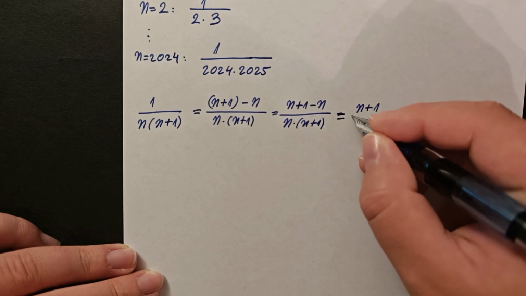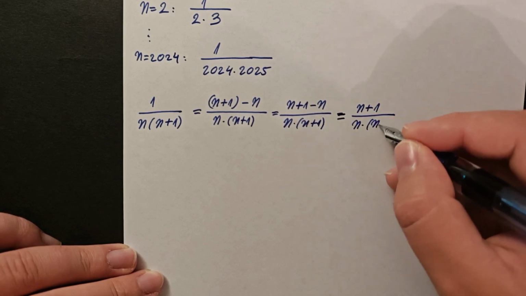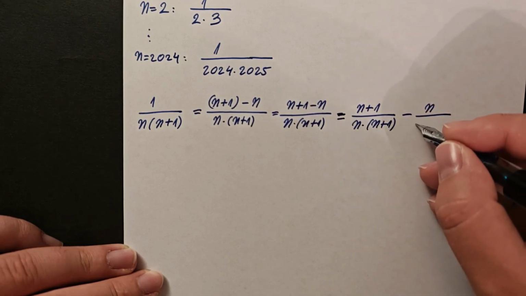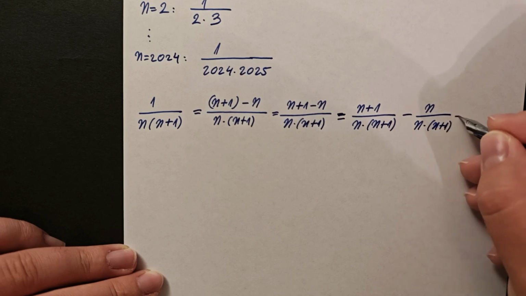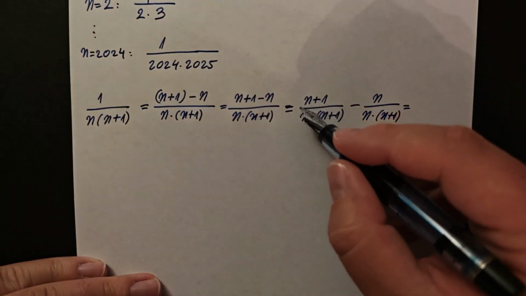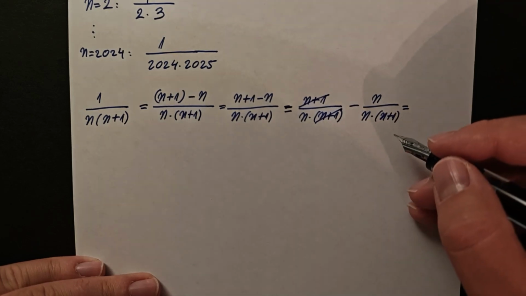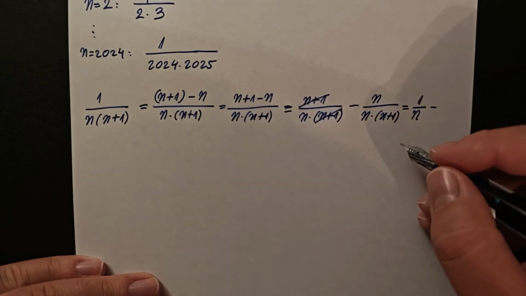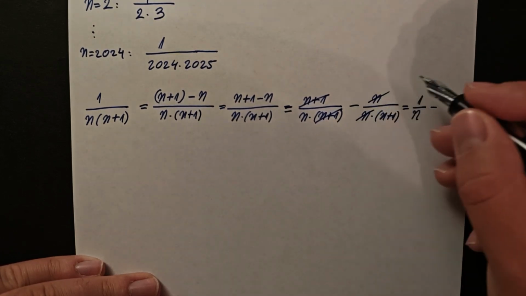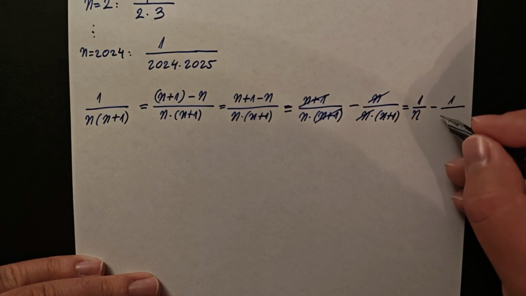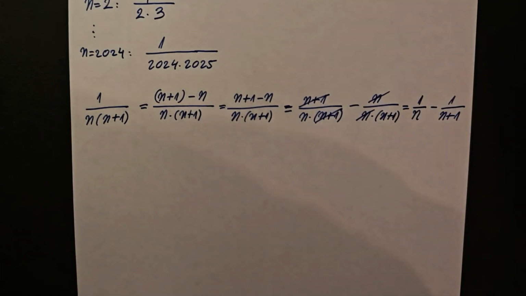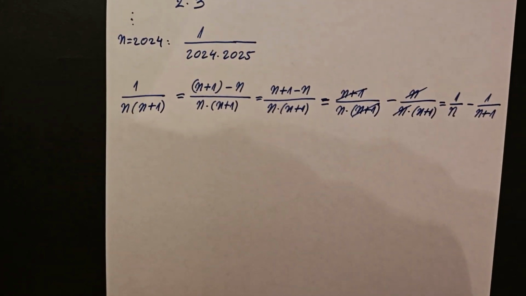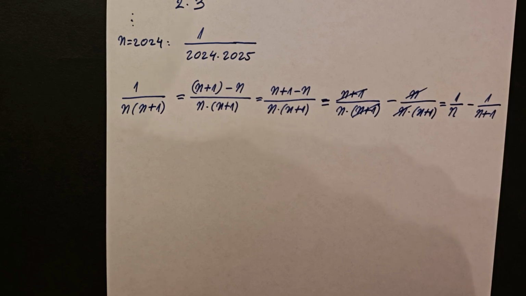The first one is going to be n plus 1 divided by n multiplied by n plus 1, minus, and the second fraction is n divided by n multiplied by n plus 1. And again you see that n plus 1 can cancel out with n plus 1, which leaves us with just 1 over n from the first fraction, minus, and n can cancel out, and we are left with 1 over n plus 1 from the second fraction. So this is the proof that our idea works for every term with a fraction in our sum.